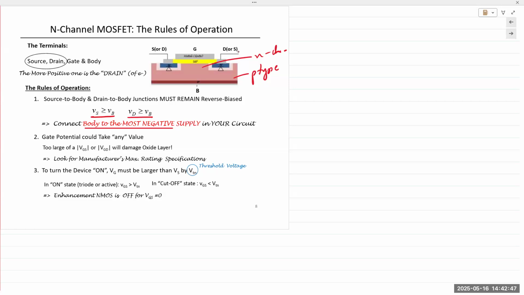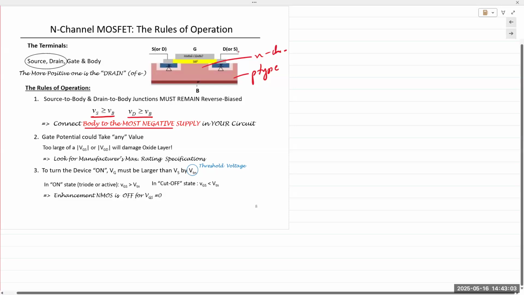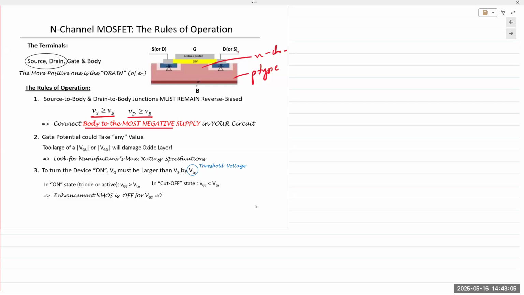However, the positive voltage applied at the gate could damage the insulator because the insulating layer is very thin. It's a fraction of a micron, typically in nanometers, very, very small. So too much positive voltage for an N-channel MOS and too much negative voltage on a P-channel MOS is going to damage or destroy the oxide layer.